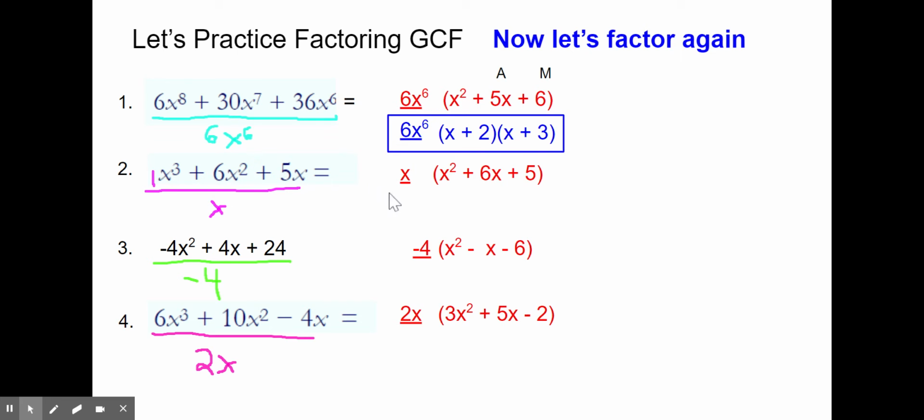Let's look at number 2. We factored out an x as a GCF, but the resulting trinomial actually factors again.